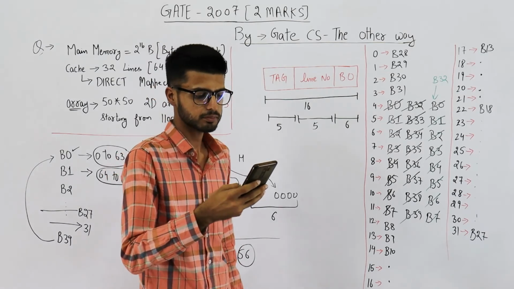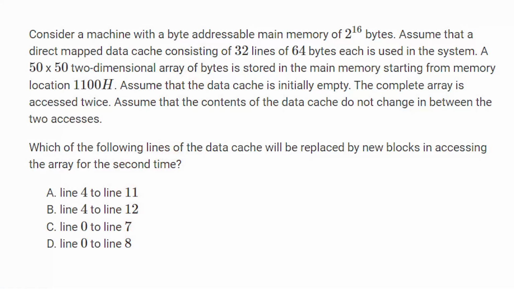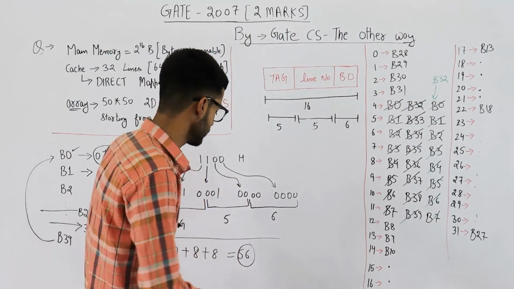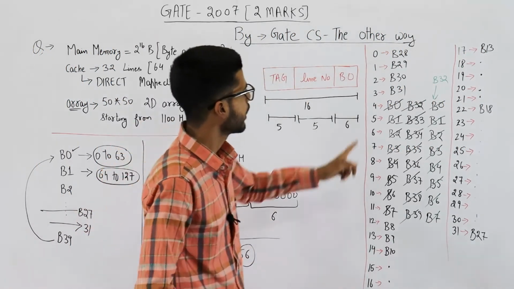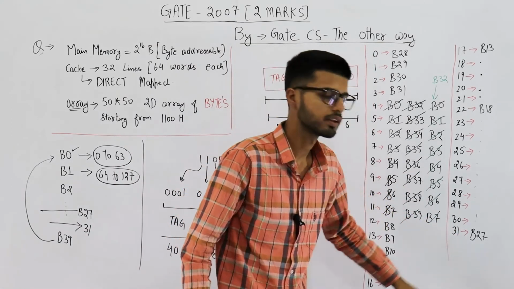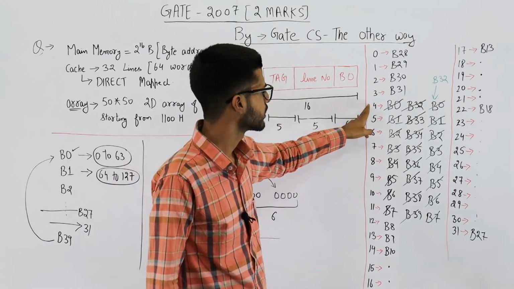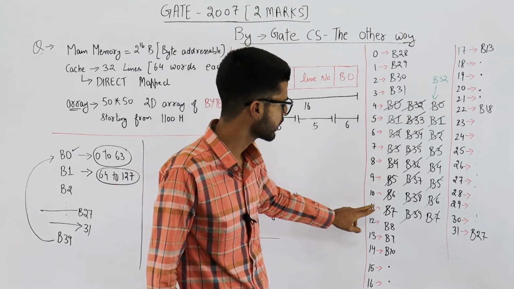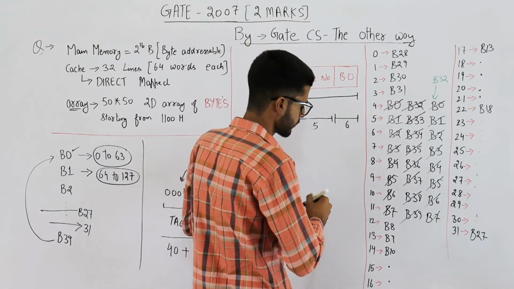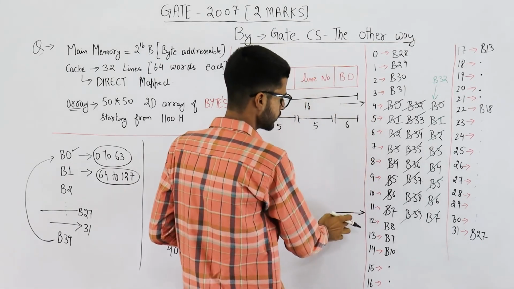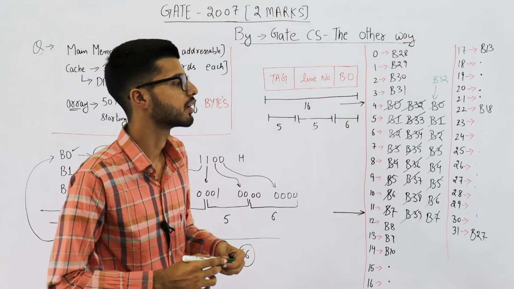Now I'll just read out the second part and we'll solve it. Part 2 says, which of the following lines of data cache will be replaced by new blocks in accessing the array for the second time? Okay. See, they are saying out of these cache lines 0 to 31, which all will be replaced when you are accessing the array for the second time. It's very clear. Line number 4 to line number 11. Only these lines are where we updated something. Okay. So 4 to 11 is your answer to the B part.